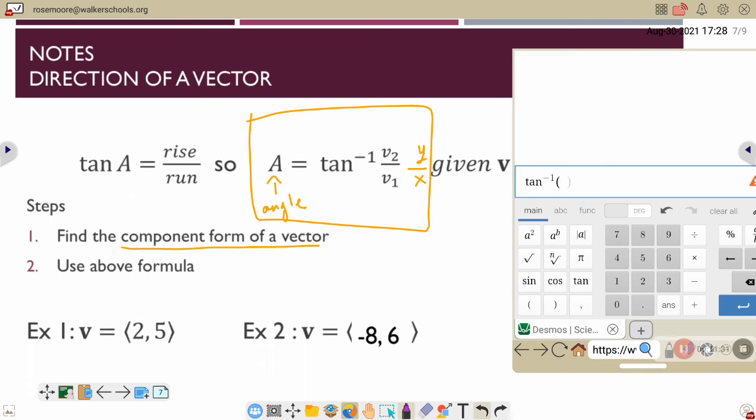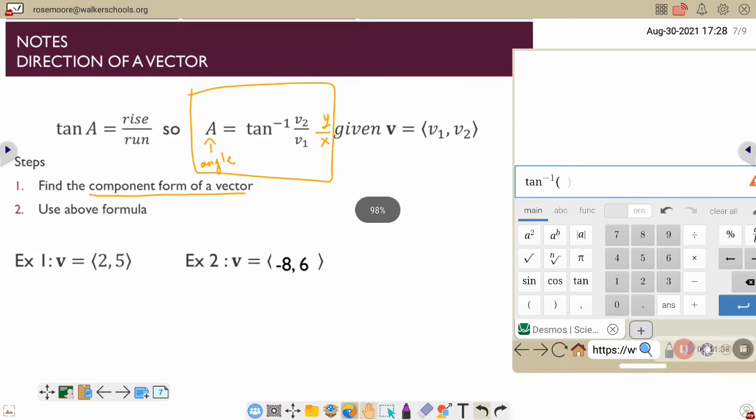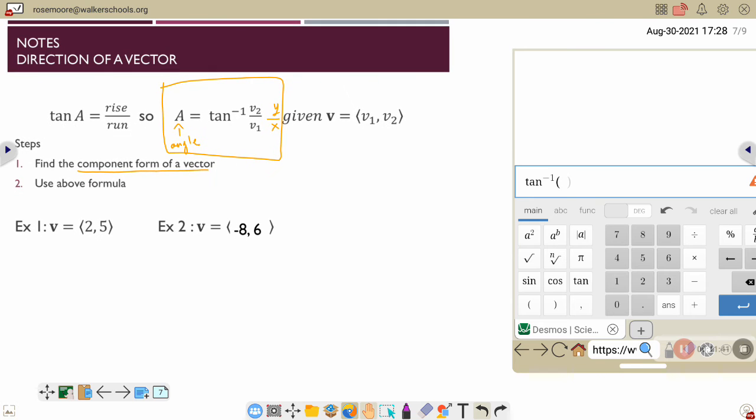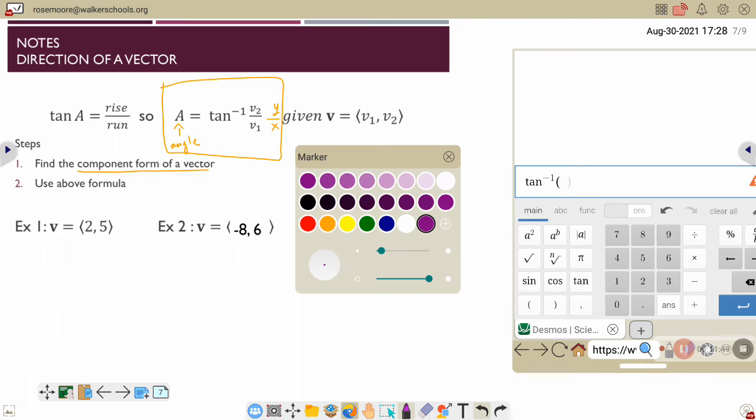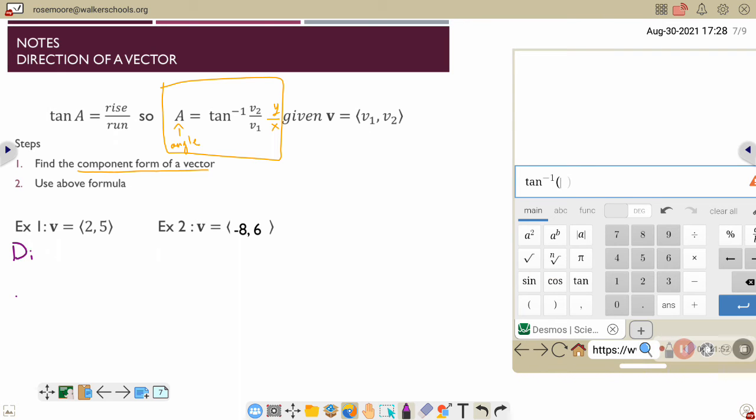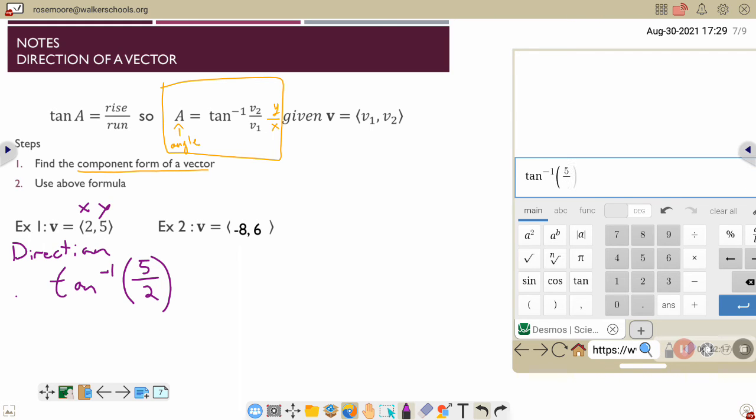All right, let's look at example 1. The work I expect you to show when you do this is I expect you to write what you type in the calculator. So I know I'm finding direction. In the calculator, I will be typing tangent inverse parentheses y over x. So that will be 5 over 2 close parentheses. So over here, I will type from my func, tangent inverse 5 divided by 2 close parentheses.